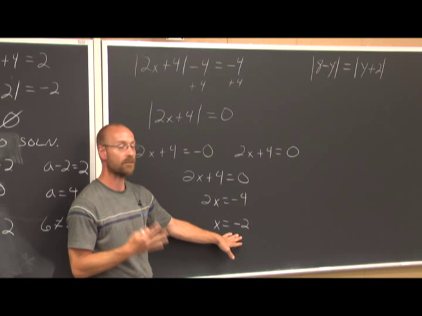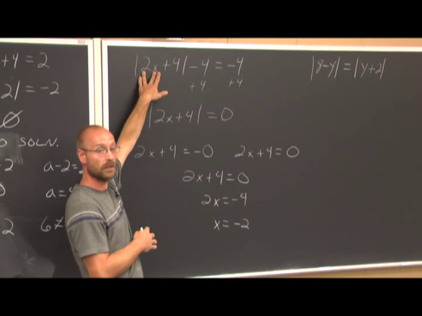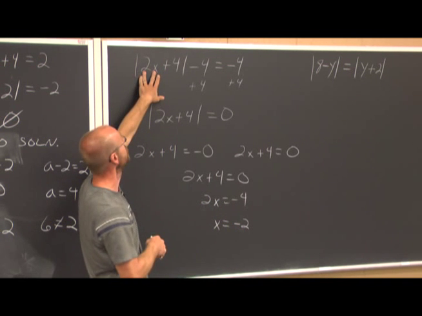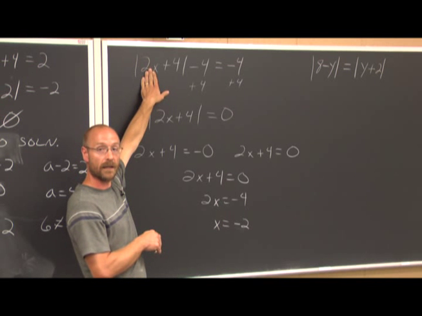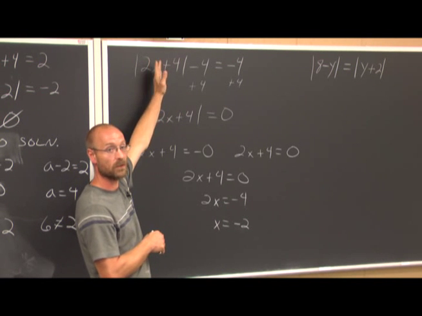Now, of course, we have to check our work. We're going to go back to the original equation. 2 times negative 2, that's my x value, would give me negative 4. Negative 4 plus 4 is 0. The absolute value of 0 is 0.